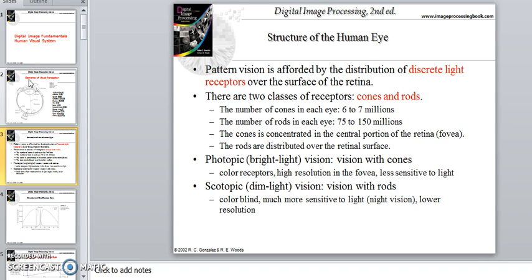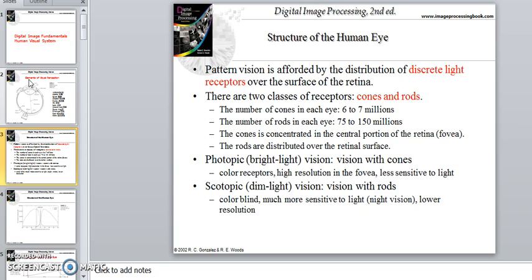There are much fewer cones, about 6 to 7 million, which are mainly located around the fovea, but can be found in low density in the entire retina. No photoreceptors are found at the point where the optic nerve attaches to the eye. So that point is called the blind spot. So we cannot perceive anything there.